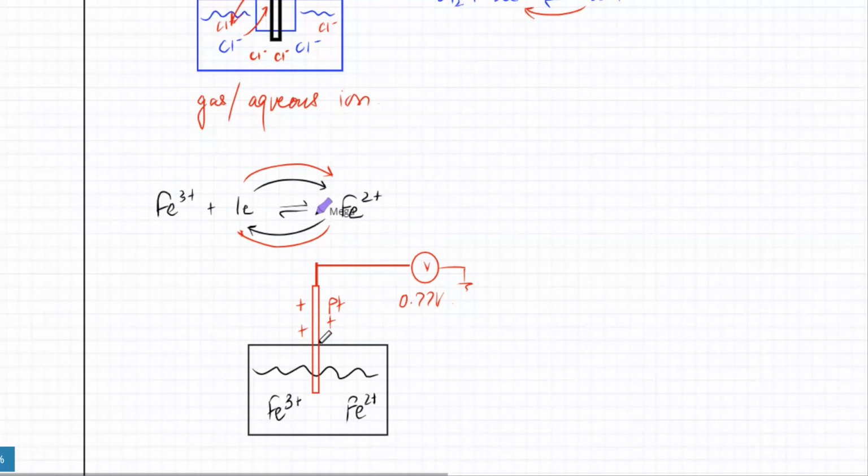Or vice versa, maybe Fe3+ has a very strong tendency to gain electrons to form Fe2+, like it wants to go in the forward direction. So Fe3+ has a very strong tendency to gain electrons, and it would start to gain electrons from the metallic rod.